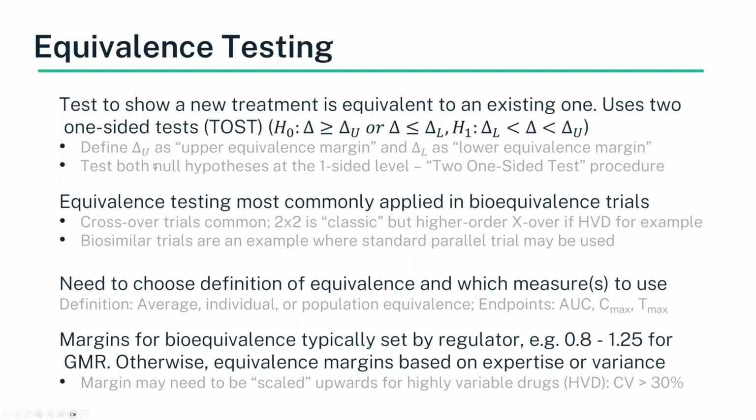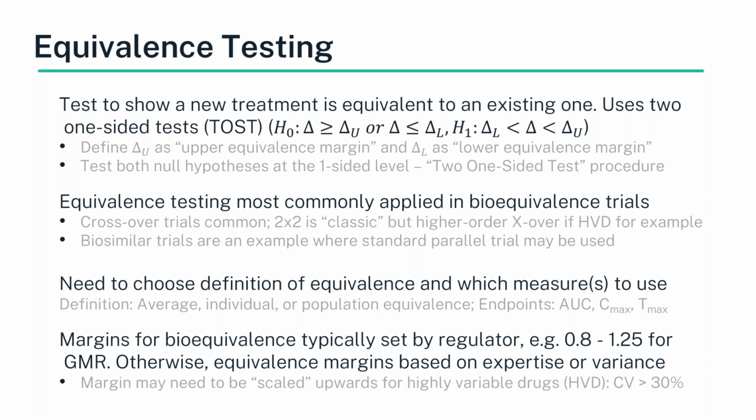Another point with the TOST method is that you're going to test both null hypotheses at the one-sided significance level. Firstly, you'll test if it's less than the lower equivalence margin, and then you can test if it's above the upper equivalence margin, or vice versa. But you do need both of these to be significant in order to find for equivalence. But the overall type 1 error is equal to the one-sided alpha for each test, without the need for any multiplicity adjustments.